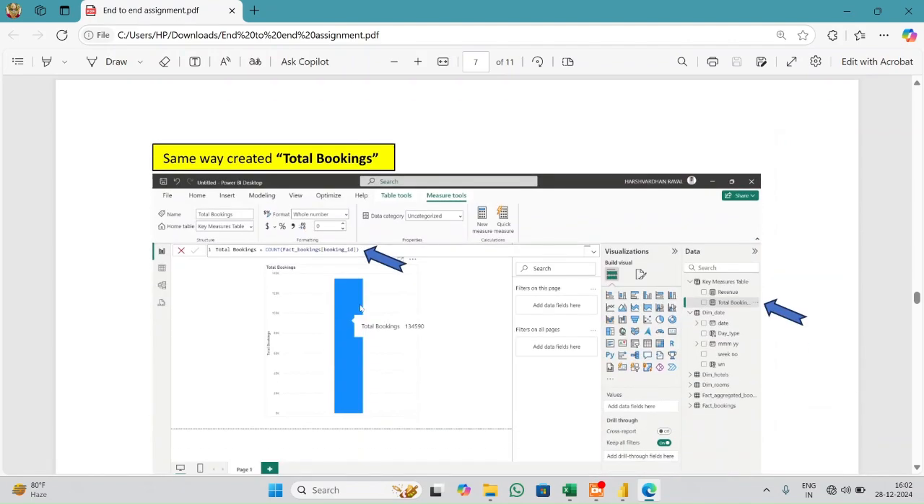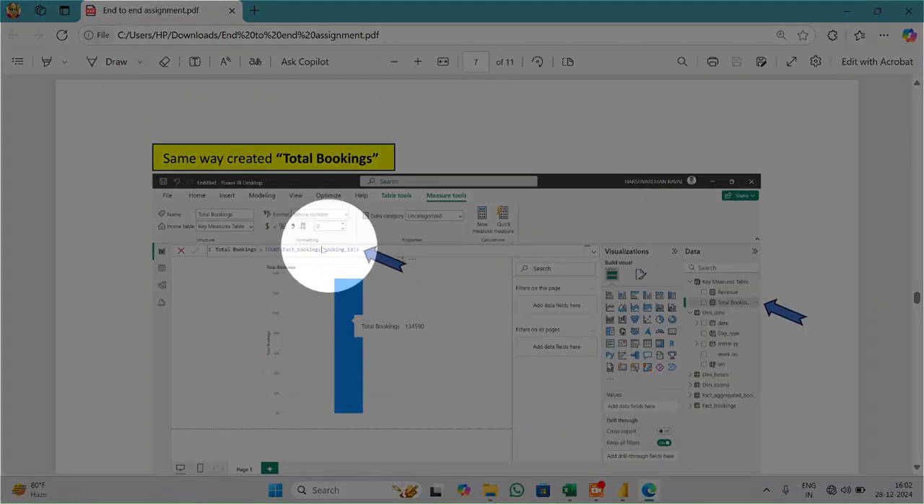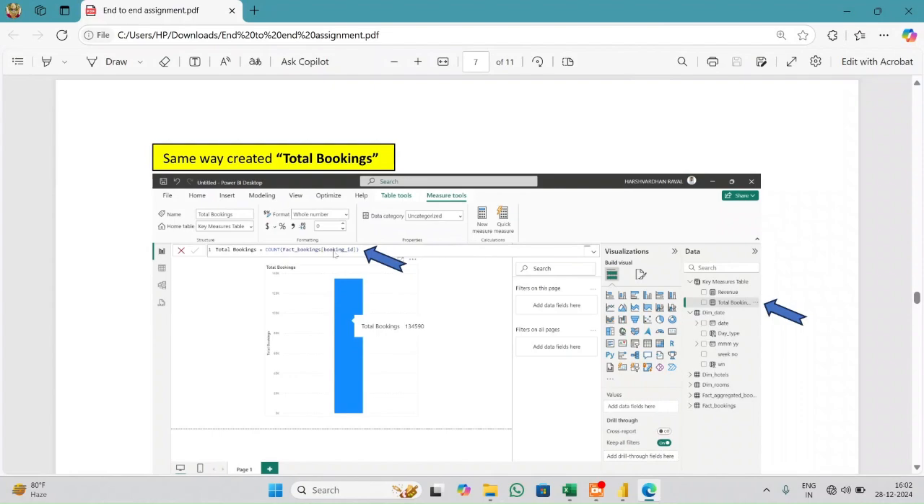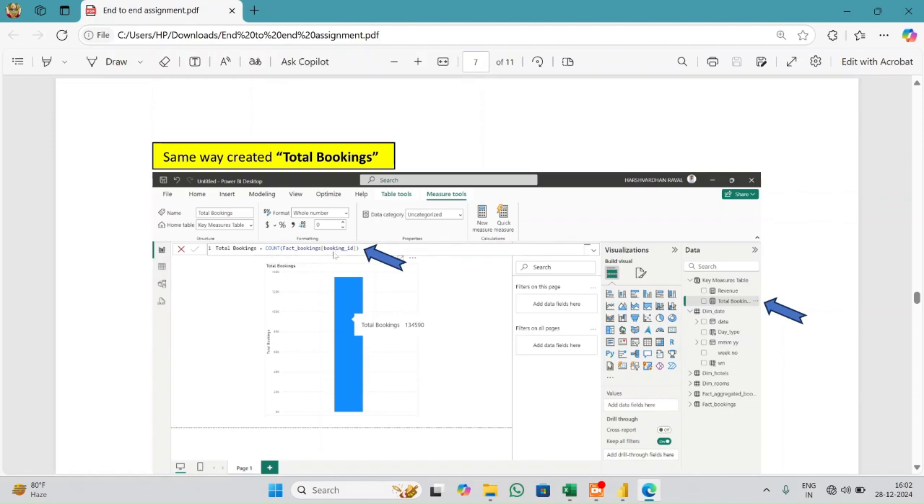In the same way, I created total bookings by counting the fact booking ID. If I count the booking ID, it directly gives me the total bookings, because the number of unique booking IDs is equal to the number of bookings.